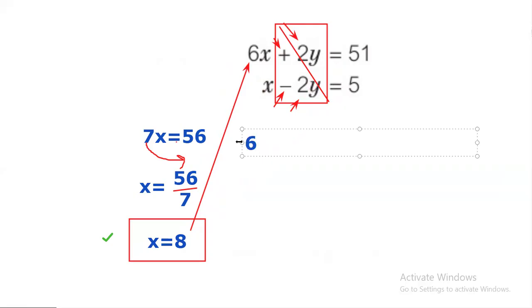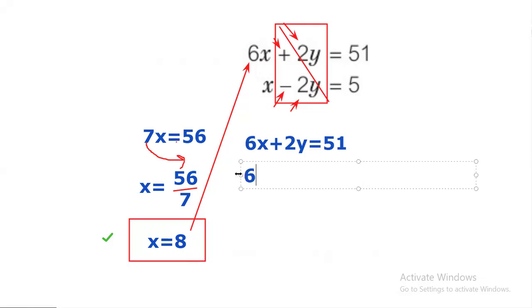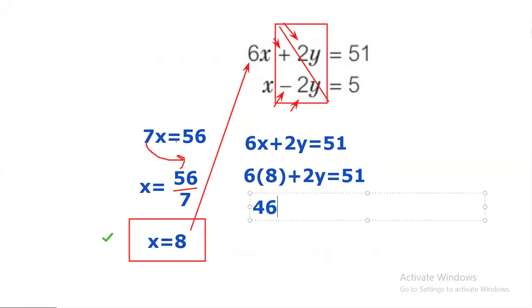So I'm going to write the equation again. 6x plus 2y equals 51. Now, the value of x was 8, so I'm going to remove the x, put brackets, and put 8 instead of it. So bracket 8 and then plus 2y equals 51. The main idea is I remove the variable, put brackets, and put the value of x instead of the x. Now 6 times 8 inside brackets is 48, and then plus 2y equals 51.